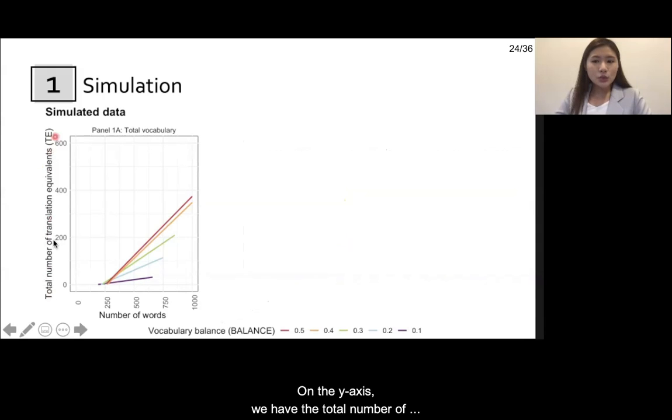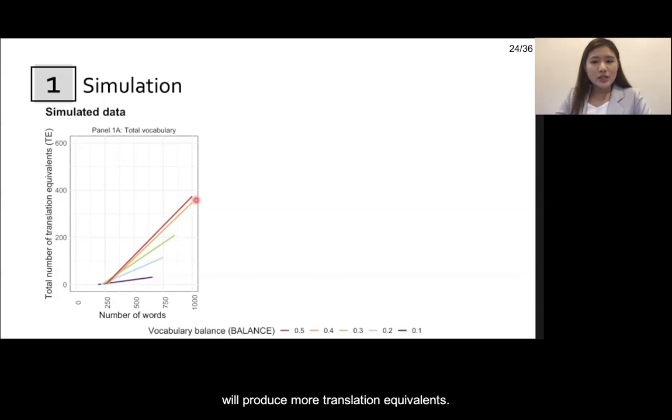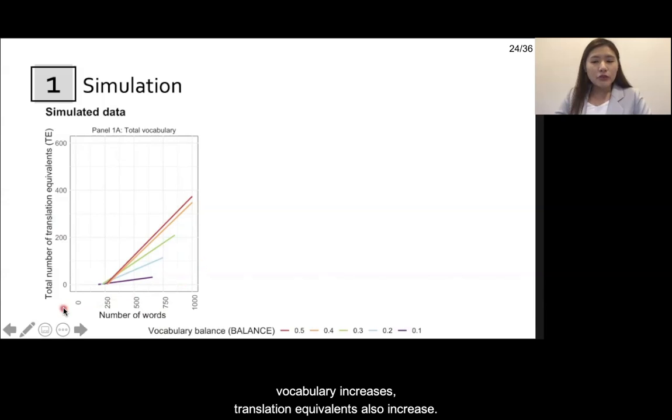On the y-axis, we have the total number of translation equivalents. And in this panel, the x-axis represents the total number of vocabulary produced with dominant and non-dominant vocabulary combined. Here, looking at the red line, those simulated children with more balanced vocabularies will produce more translation equivalents. Moreover, as the number of total vocabulary increases, translation equivalents also increase.